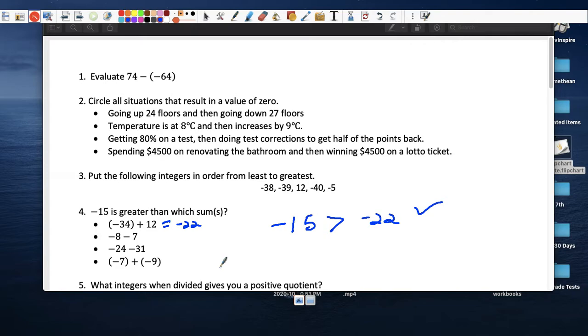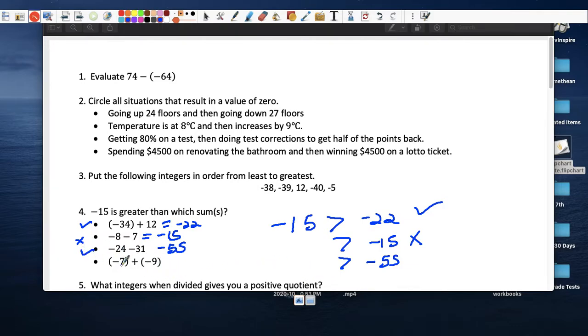Yes, it is. Negative 8 minus 7. So this is going to eventually give us negative 15. Is negative 15 greater than negative 15? No, so the second one doesn't count. The first one works. Negative 24 and negative 31 is negative 55. Is negative 15 greater than negative 55? Yes, it is. So that one works.